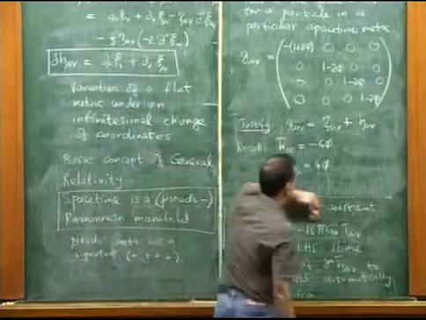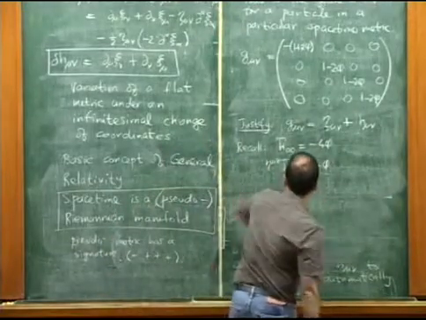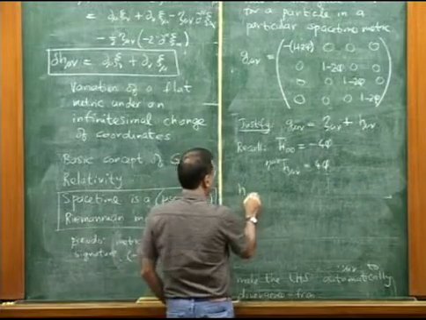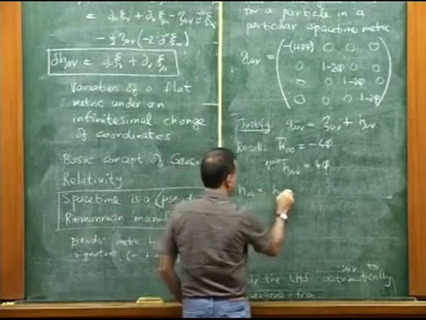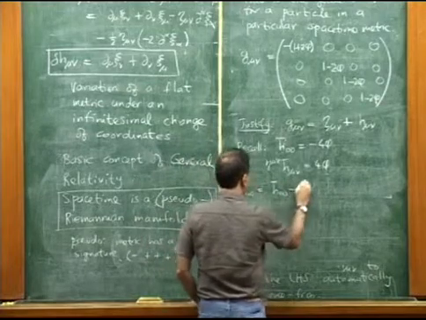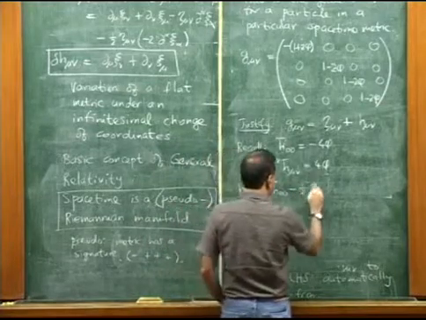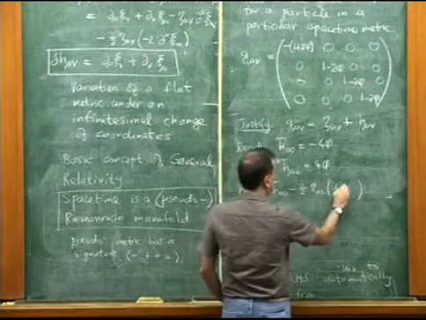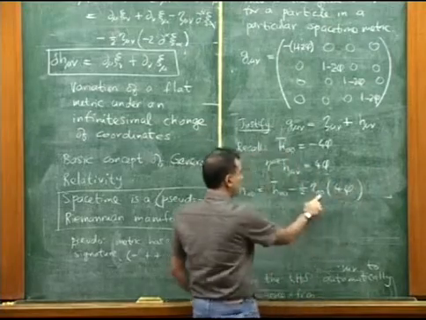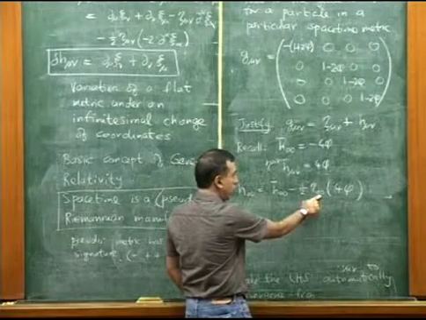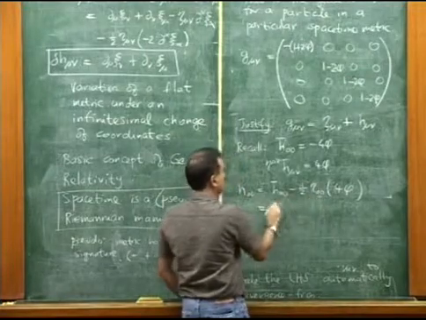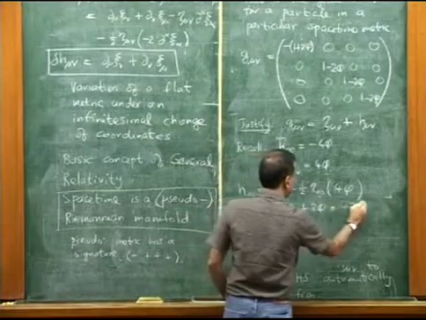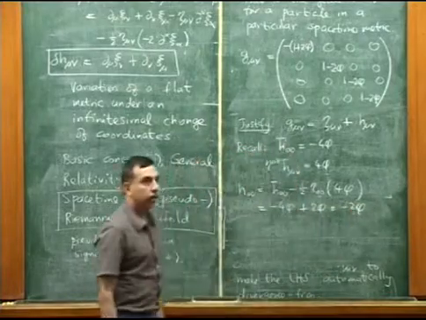Good. So the trace is plus 4 pi. Now what is h mu nu? h00 is h00 bar minus a half eta 00 times the trace of h bar, which is 4 pi. Eta 00 is minus 1. Okay, and this is minus 4 pi and this is plus 2 pi, so it's minus 2 pi. That's h00.